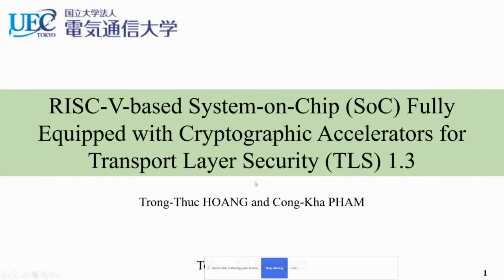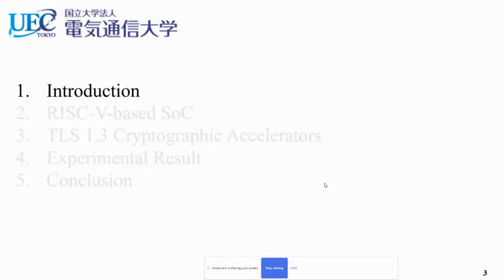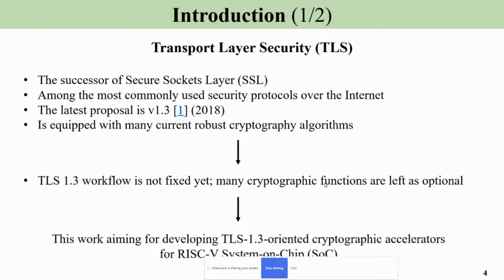And we're choosing TLS 1.3, the latest one, as a guideline for us to develop the new crypto core for the RISC-V system. So first is the introduction.